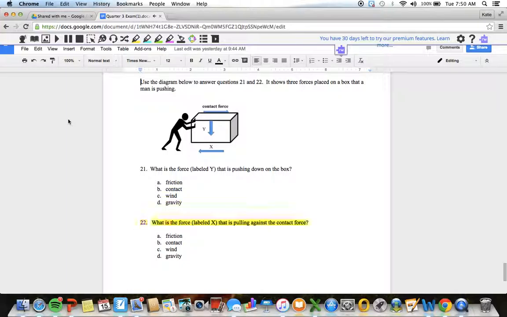22. What is the force labeled X that is pulling against the contact force? A. Friction. B. Contact. C. Wind. D. Gravity.